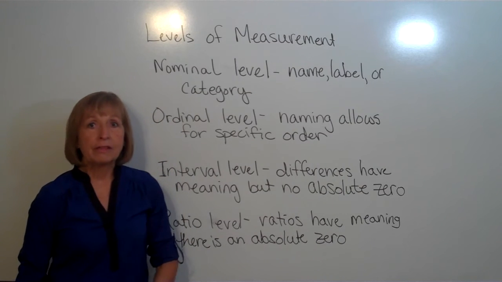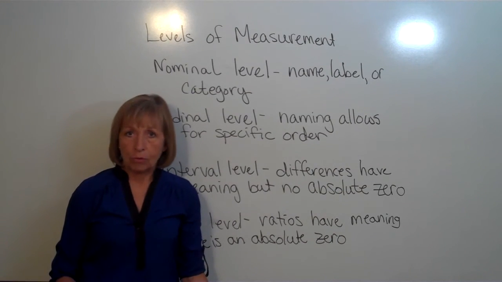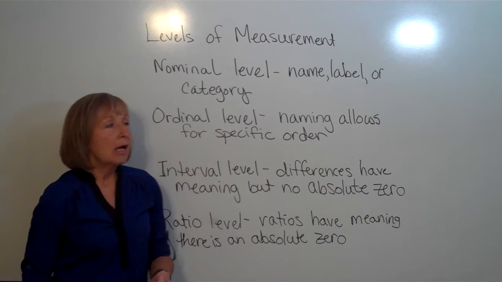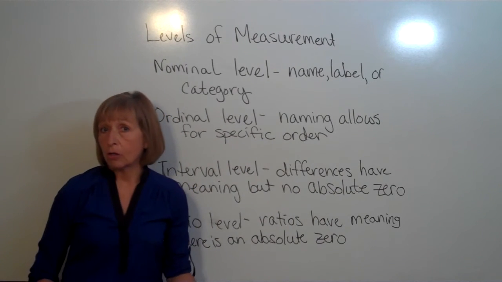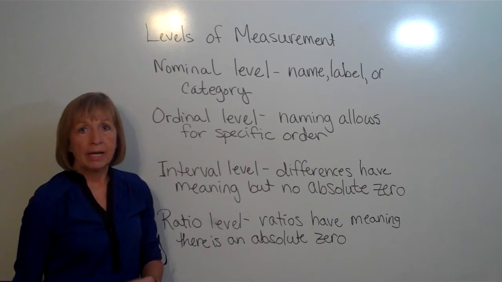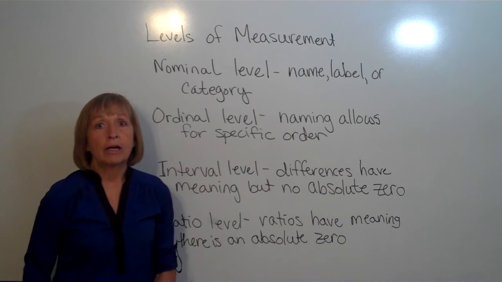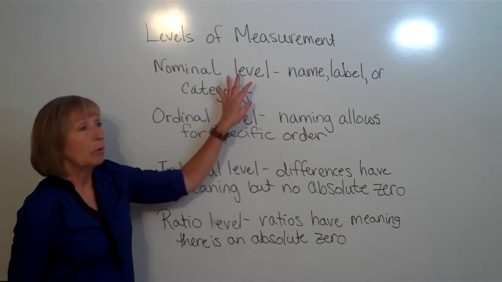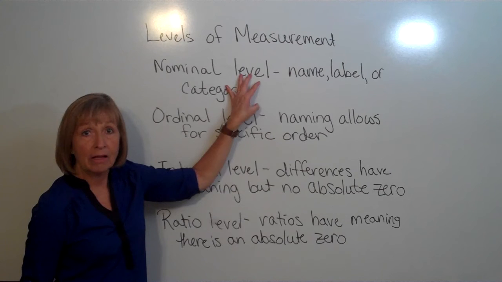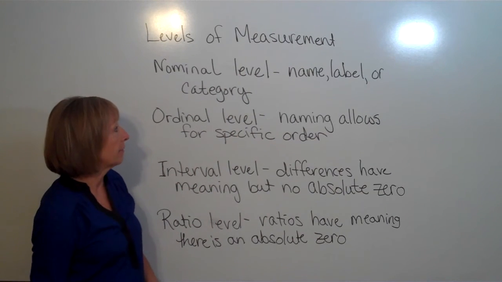So with the fish, that would be like if it were a crappie or a northern or a bluegill. With the car colors, that would be if it were blue or white or red or silver. Or even the make of the car, any of those sorts of things, that would be your nominal level of measurement. And that's the lowest level of measurement that we have.